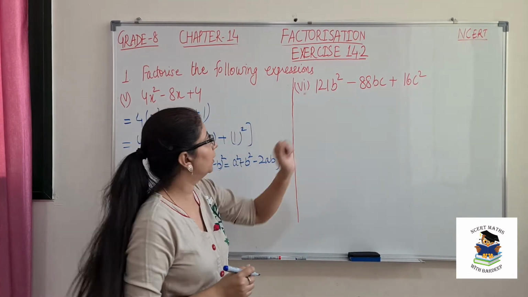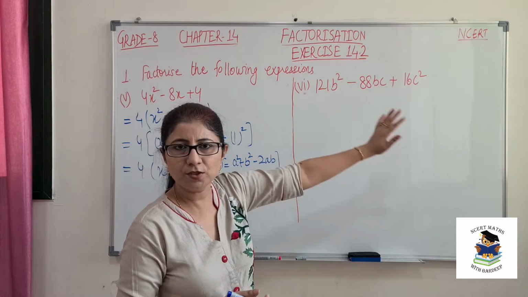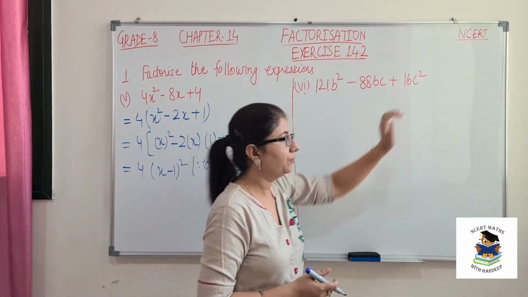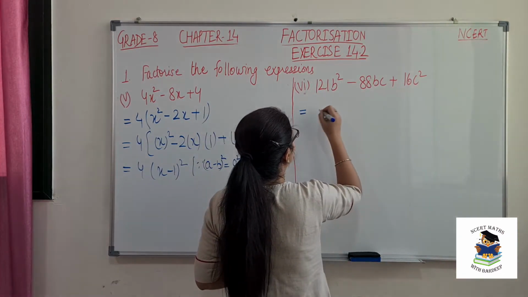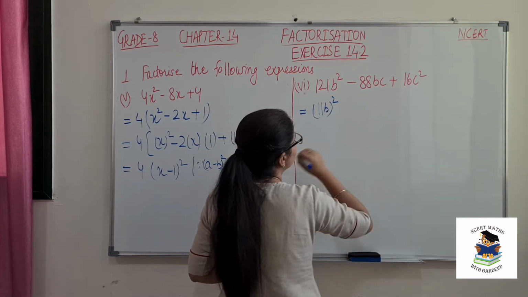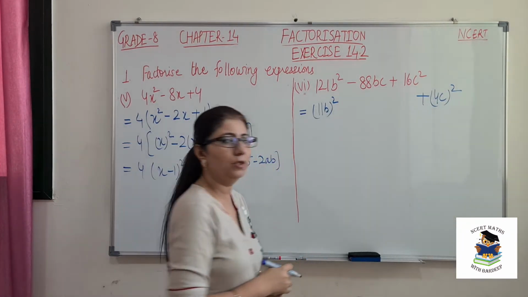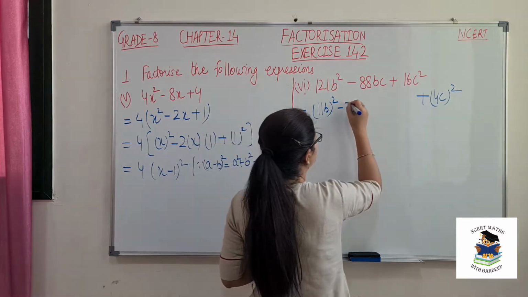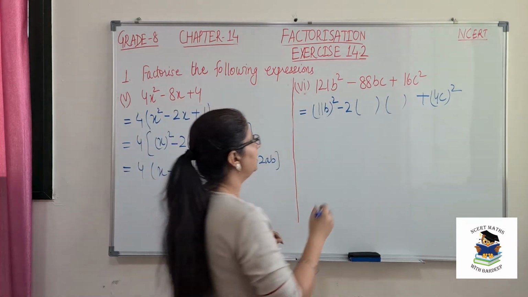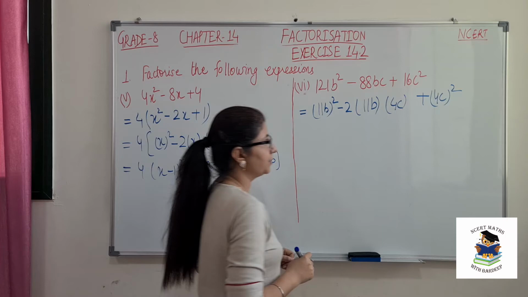Now let's see the sixth one. 121b square minus 16c square, plus or minus the middle term. I can see nothing is common, so we have to use identity, because this is a perfect square, this is a perfect square. So 121 is a square of 11. So 11b whole square. 16 is 4 squared, so this is 4c whole square. So middle term is again negative. It should be 2 times AB. A is 11b and here it is 4c.